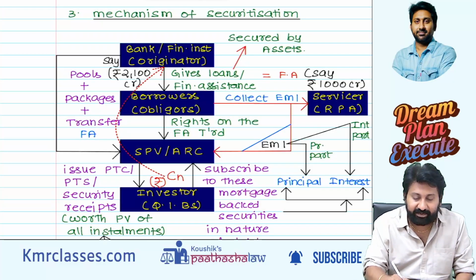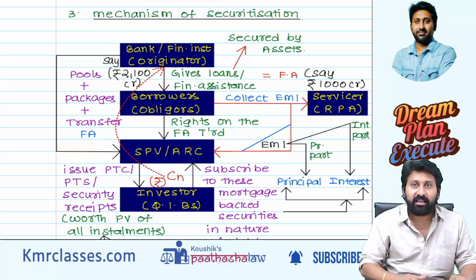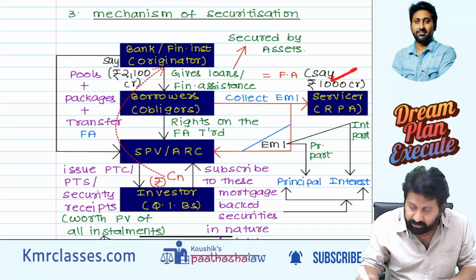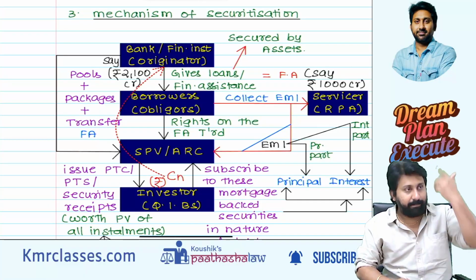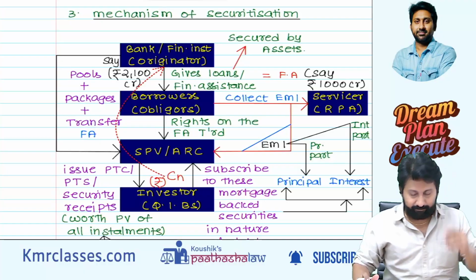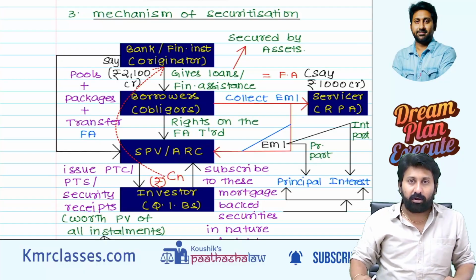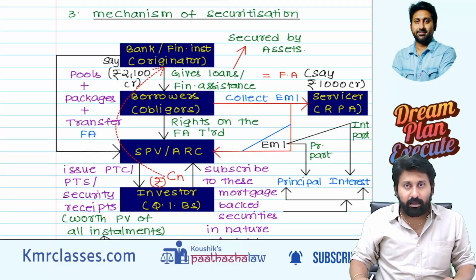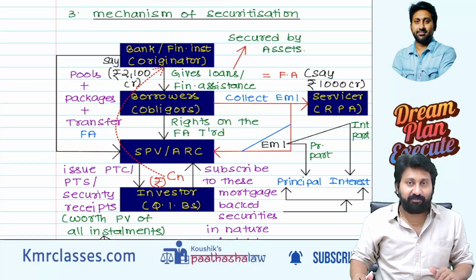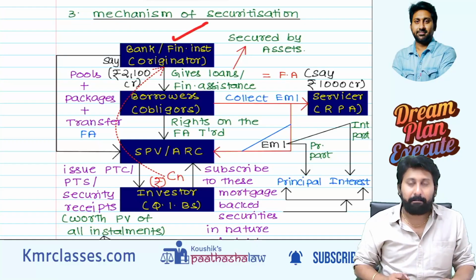This SPV will ask, how many loans are there with you? The bank will say 1,000 crore of loans are there. Then I will buy. SPV will buy. Okay, you will buy. Yes, I will buy. From where will you get the money? Listen carefully. Who is giving? The bank is giving.